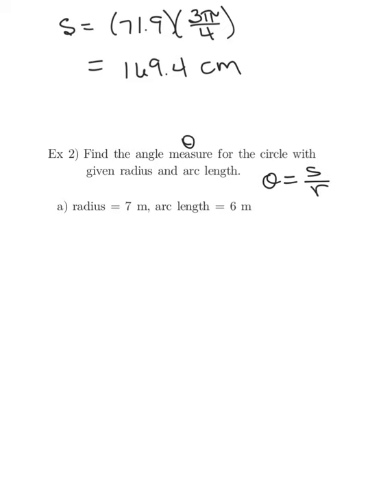So to find theta, we are going to take the arc length, which is 6 meters, divided by the radius, which is 7 meters. Meters over meters cancels, and if you take 6 divided by 7, you get 0.9, and theta is always measured in radians.